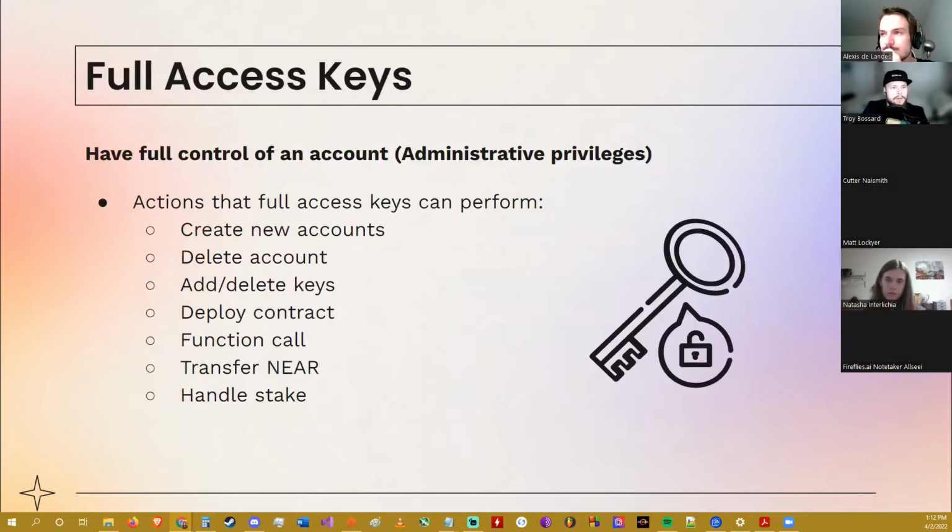So first we'll talk about full access keys themselves. A full access key is basically administrative privileges for a given account.